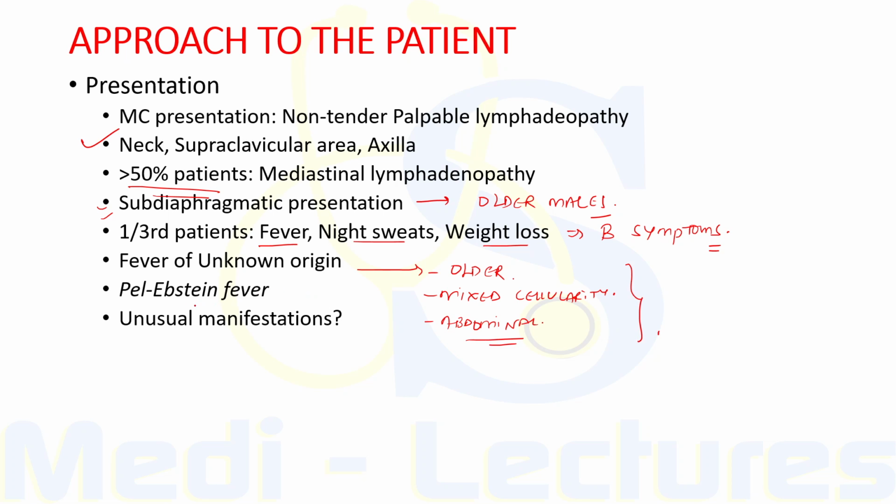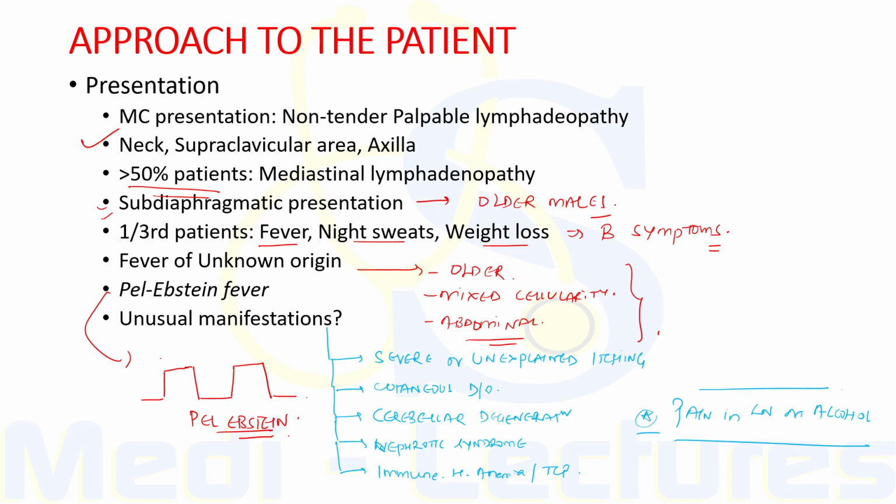Now, what is Pel-Ebstein fever? Rarely, the fever of Hodgkin's lymphoma can persist for days to weeks, and this is followed by an afebrile interval and again recurrence of fever. So this pattern of fever, which is characterized by fever of days to weeks, then an afebrile period, then again fever of days to weeks, is termed as the Pel-Ebstein pattern of fever.